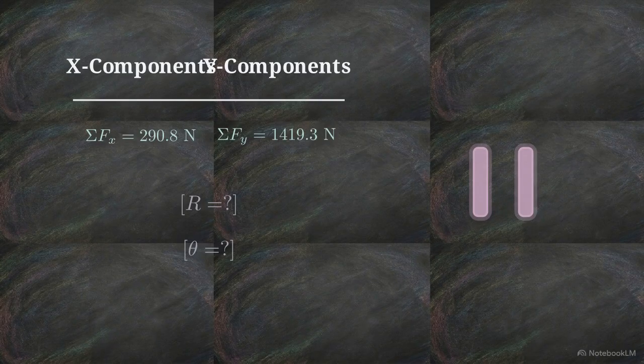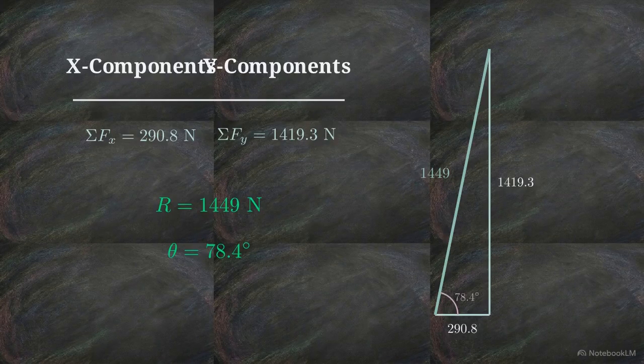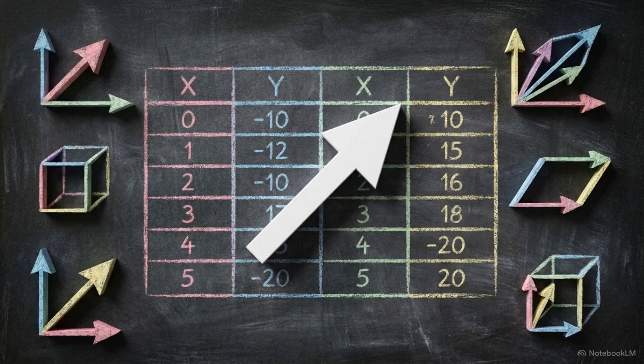Use the Pythagorean theorem and the inverse tangent function with these sums to calculate the total magnitude and angle of the resultant. Your math should give you a final magnitude of 1449 newtons, pulling at an angle of 78.4 degrees. By methodically breaking down each diagonal force into isolated, independent x and y columns, multiple competing vectors collapse into one predictable reality.